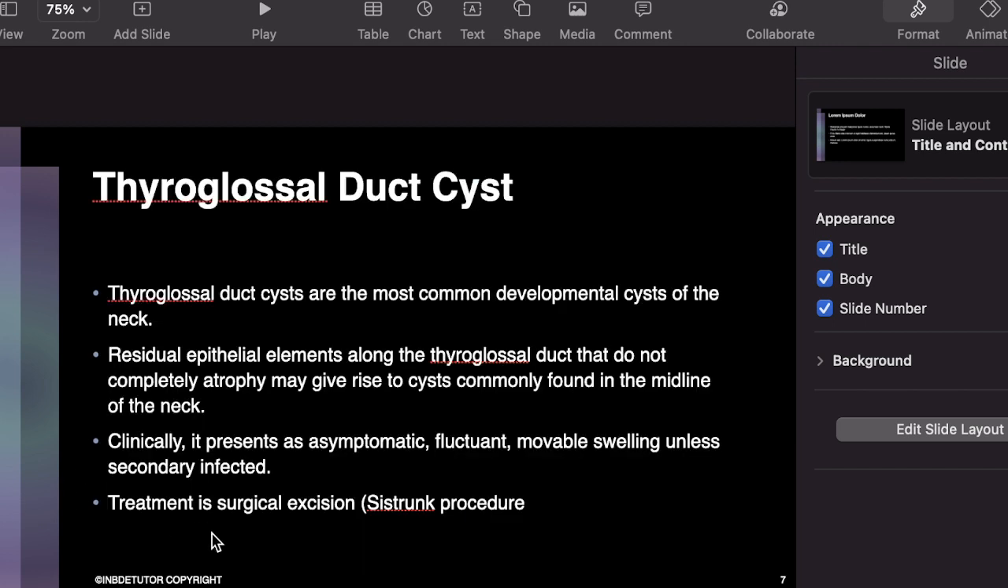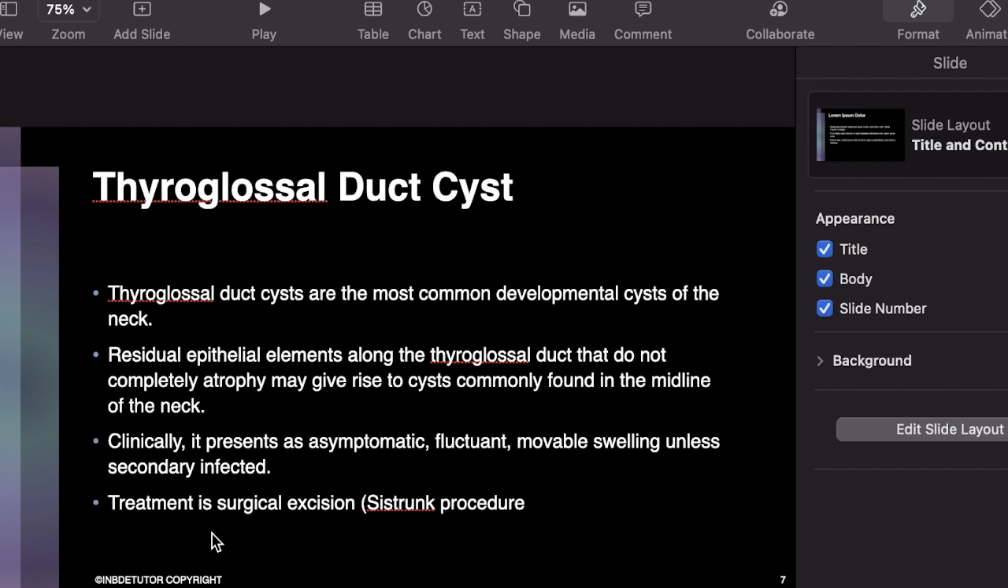Let's talk a little bit about the thyroglossal duct cyst. Before going ahead, I want to talk about the difference between the thyroglossal duct cyst and the branchial cleft cyst. The main difference is that the thyroglossal duct cyst is present on the midline of the neck, whereas a branchial cleft cyst is present on the lateral side of the neck.